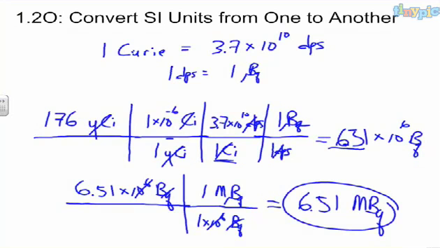And this would probably be the answer that you would give in SI units, is that 176 microcuries is equal to 6.51 megabecquerels. You can see that a curie is really a huge unit of radioactivity. The becquerel is relatively a small unit of radioactivity.